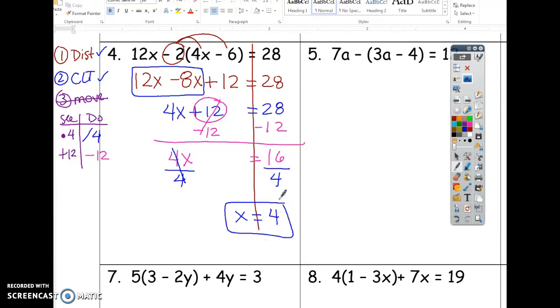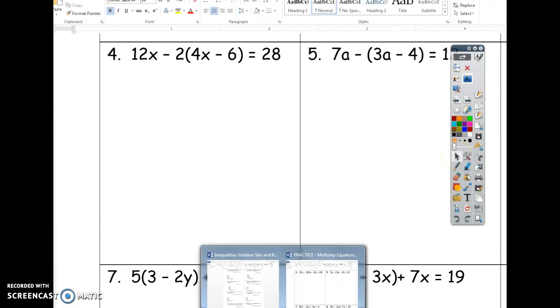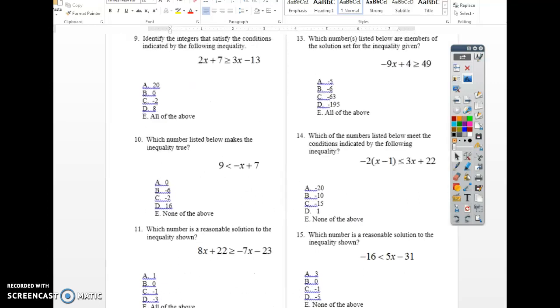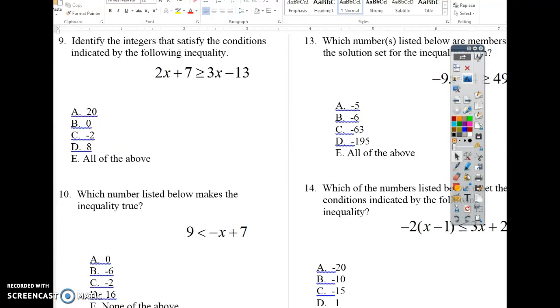Okay, so I need you to practice these a lot for the test tomorrow. On the back page, those are inequalities. I also need you to practice those because they're going to be on the test. Problem number 14 is the one that I want to do with you.